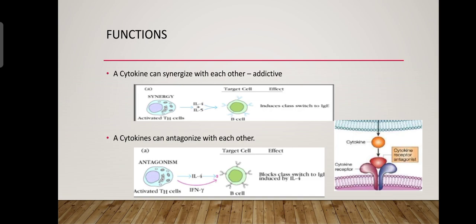Our next function is cytokines can antagonize each other. Here in this diagram we can see that when the effect of one cytokine inhibits or offsets the effect of another cytokine, then the cytokines are said to antagonize each other.